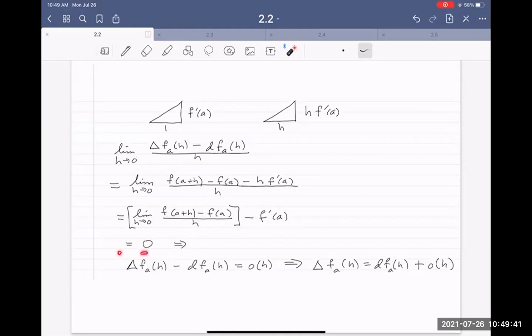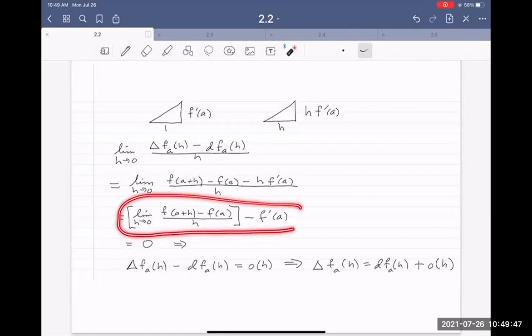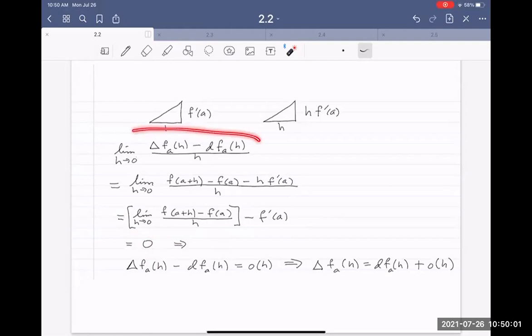But if this is 0, because I'm assuming that the function f is differentiable at a, therefore these are the same, and so this is equal to 0. And so this is equal to 0. Therefore, the numerator, delta f sub a at h minus d f sub a at h, is equal to little o of h. Therefore, delta f sub a at h is equal to d f sub a at h plus little o of h.